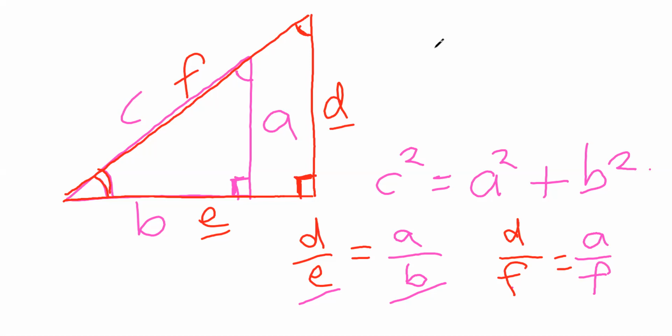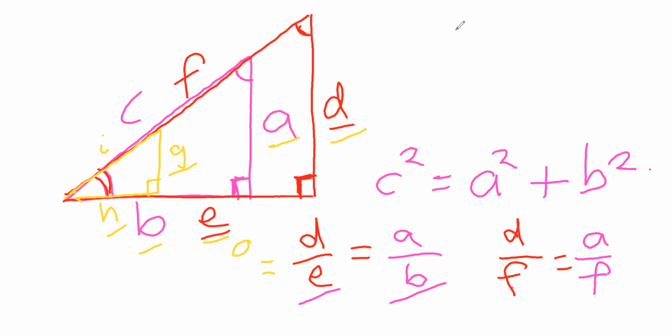And if you were to take a third similar triangle, and you would make it here, let's imagine a smaller one here, and let's give this the lengths G, H, and I. You would then find that G over H is exactly the same as A over B, which is exactly the same as D over E.